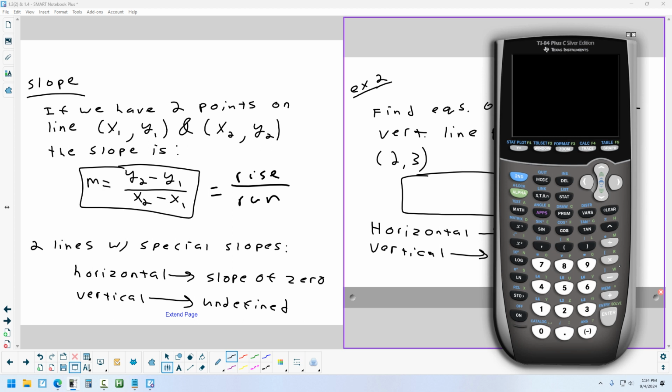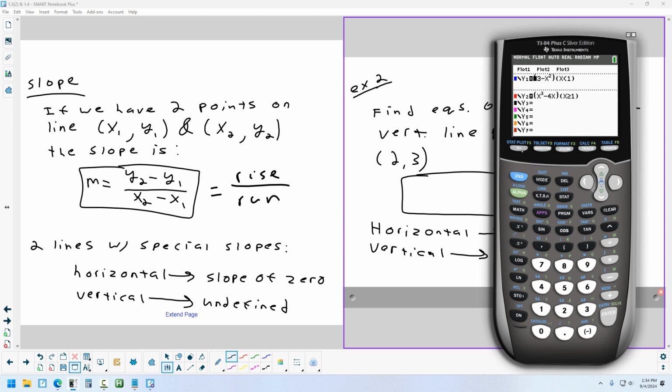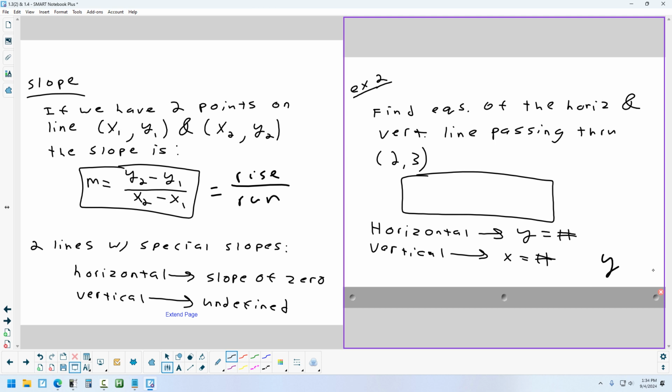So if I type in something like y equals 5, I'll get a horizontal line at 5. X equals is a vertical. I can't show you graphing a vertical because the calculator doesn't do that.